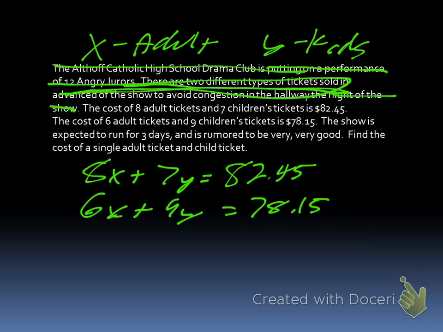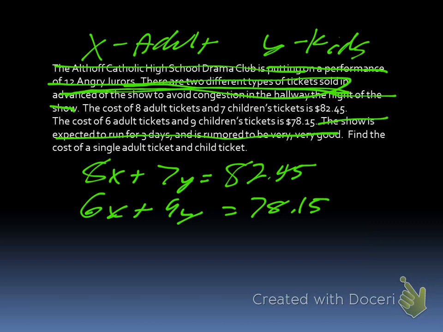The show is expected to run for 3 days. Now, what I was wondering if you guys would catch on is if this number was relevant. Irrelevant. You don't care how many days it runs. 2, 3, 5, 17. Who cares? And it's rumored to be very, very good. Spoiler alert. It was really, really good. Do we care, though, for the problem? Fluff! Find the cost of a single adult, single child ticket. That's how I want you guys to go through, okay? You don't have to do the markings out. Maybe a little excess, but at least think about it that way.